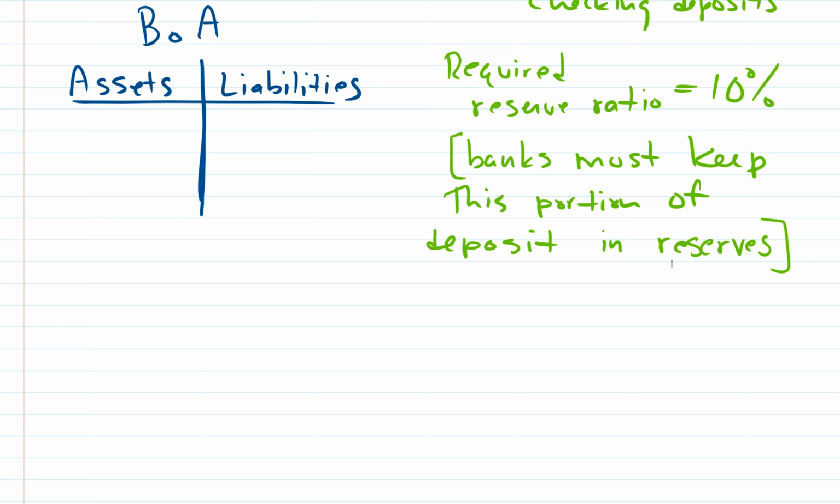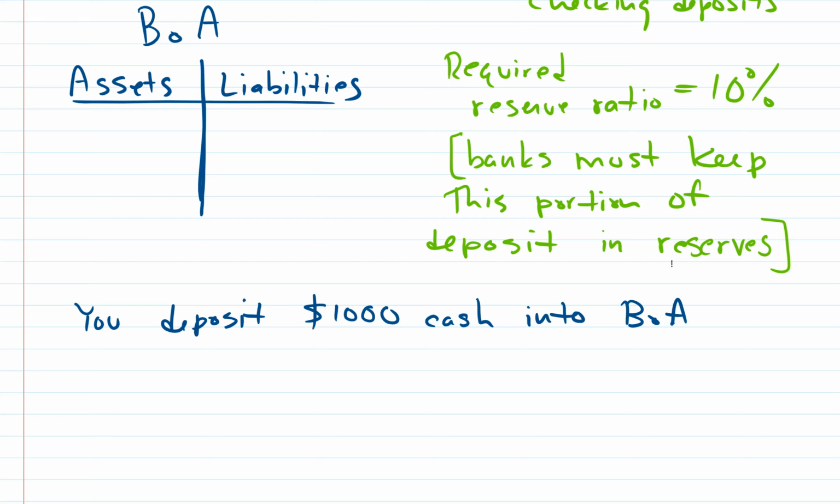Let's suppose you have a bunch of cash under your pillow, and you deposit $1,000 in cash into Bank of America. That's the first thing that happens, so we can go ahead and represent this. On the deposit side, there's now $1,000, because when you come back, they owe you your $1,000. And because they have this cash inside their bank, their reserves are also $1,000.